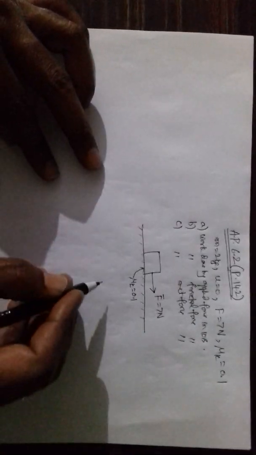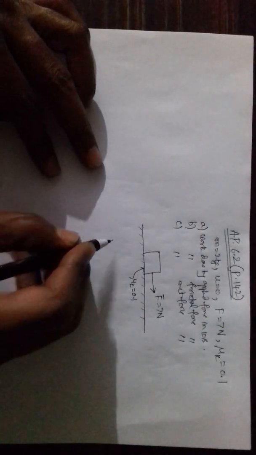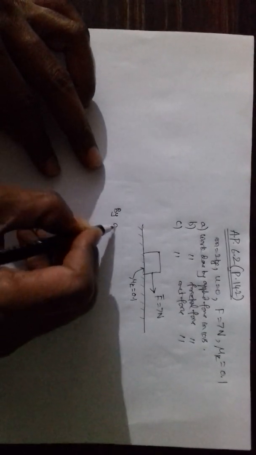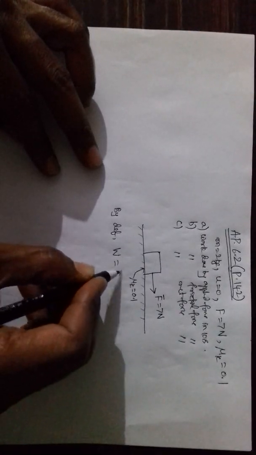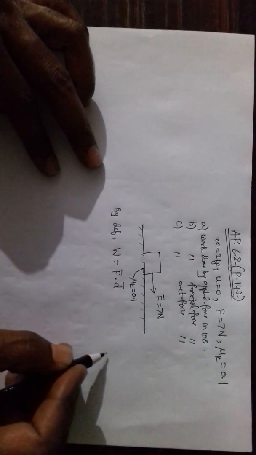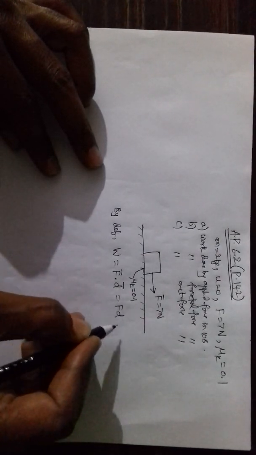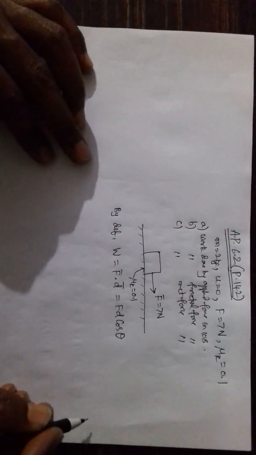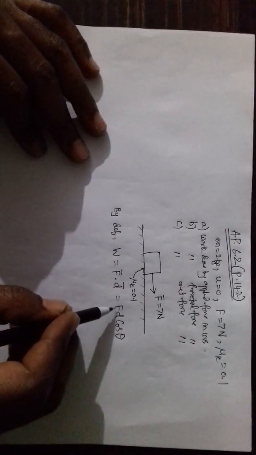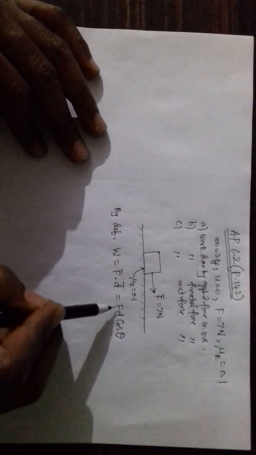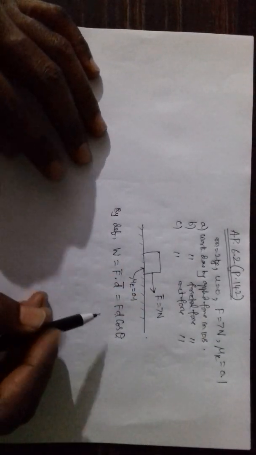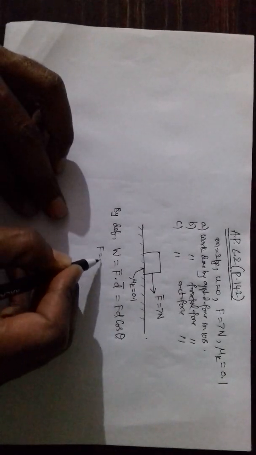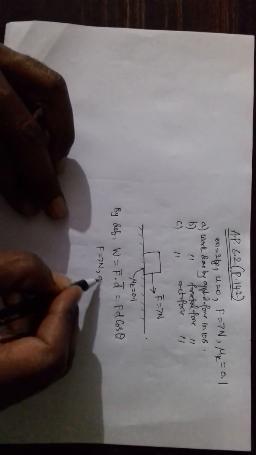First of all, how to calculate work done? See, by definition, work done is equal to F dot D, or FD cos theta. This is the formula. Force is there, 7 newtons. D, displacement, is not given. Let me write here, F is equal to 7 newtons. D we don't know.